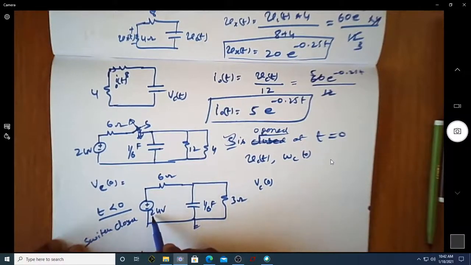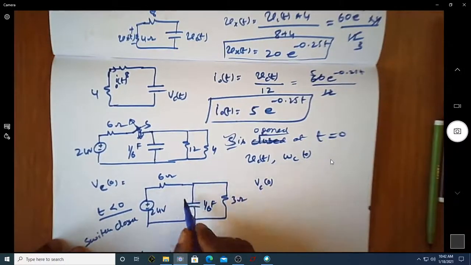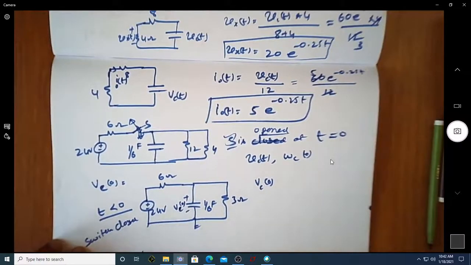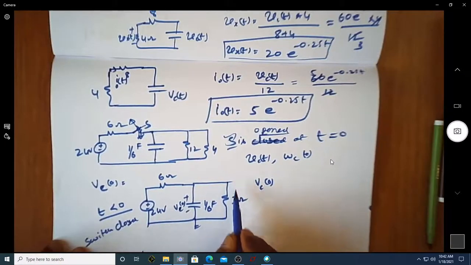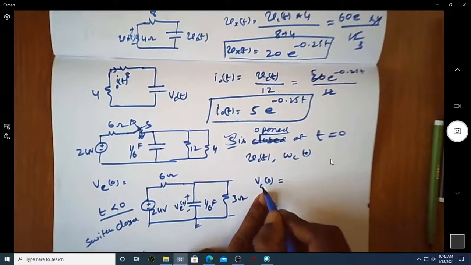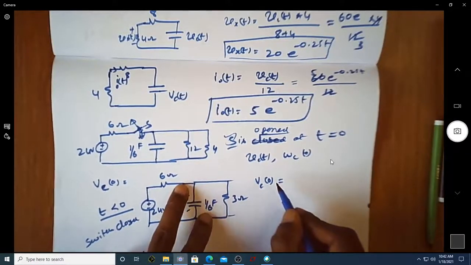So you can see out of the 24 volt, since it's a DC voltage, this capacitor looks like an open circuit for this DC. If you want to know what is the voltage across this, Vc of 0, I have to actually find out of this 24 how much is dropping here. So we can find out what is Vc(0), that is the voltage across the capacitor when this switch is closed.